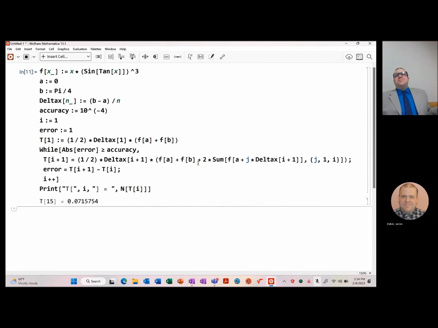Perfect. To get the desired accuracy, it took 15 subintervals. Whenever you only want to go up to 4 decimal places, that's giving us more than 4. So we just say 4 right here. So 0.0716.